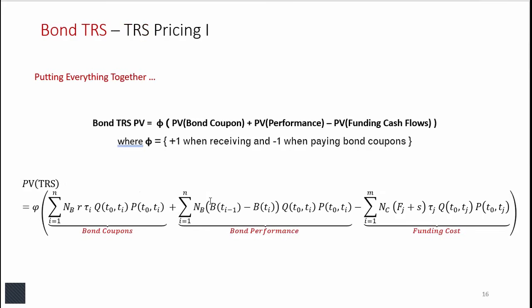And now we're going to put all that together. The price of the PV of the TRS is the sum of these components: the bond coupon plus the PV of the performance plus the PV of the funding cash flows. And then we have a long short indicator here with this phi, plus one we're receiving, minus one we're paying bond coupons. And when you substitute in all the different formulae we looked at, we get this expression.